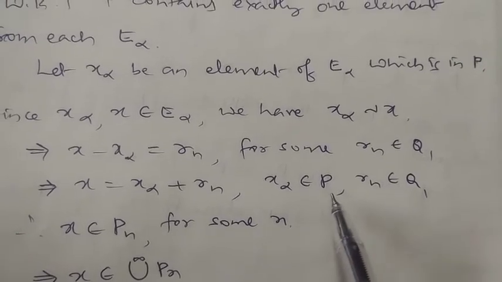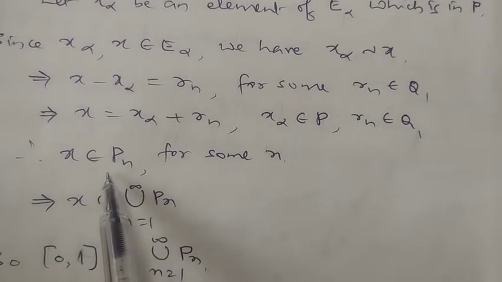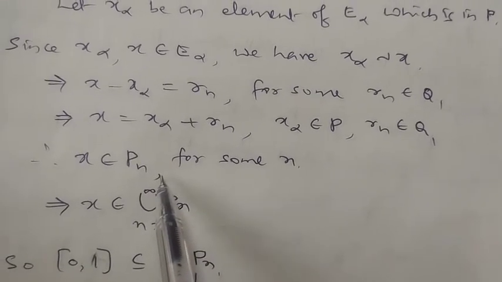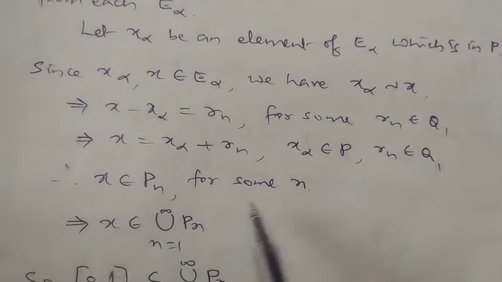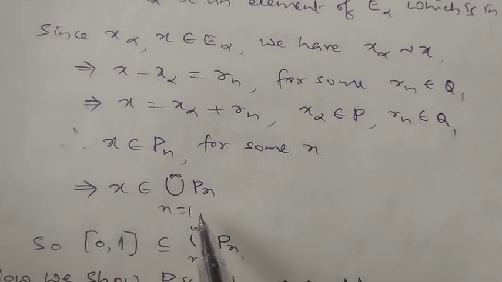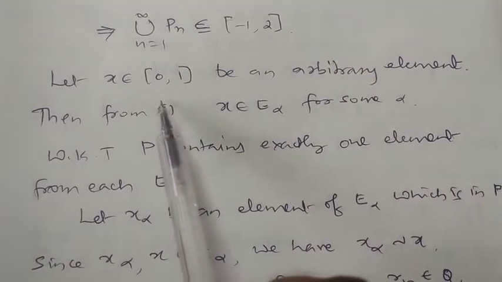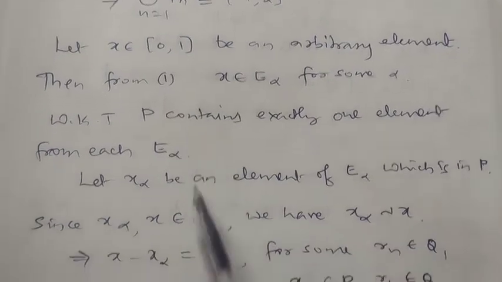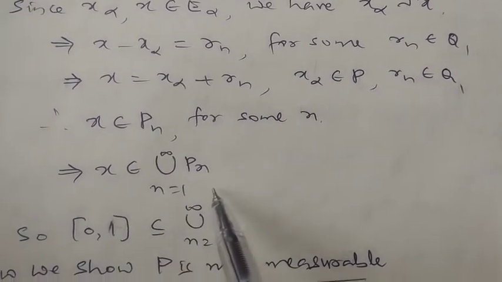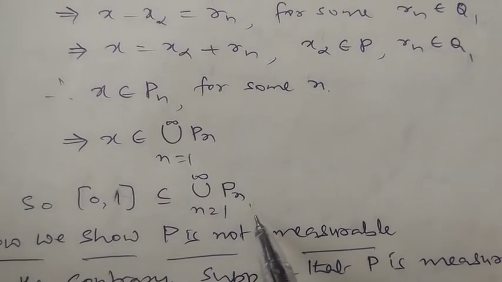Now x alpha belongs to P and Rn belongs to Q1, therefore x belongs to Pn for some n. This implies x definitely lies in the union of n equal to 1 to infinity Pn. Now we have taken x to be an element of 0 1, and we have shown that x is an element of the union n equal to 1 to infinity Pn. Therefore 0 1 is contained in the union n equal to 1 to infinity Pn.